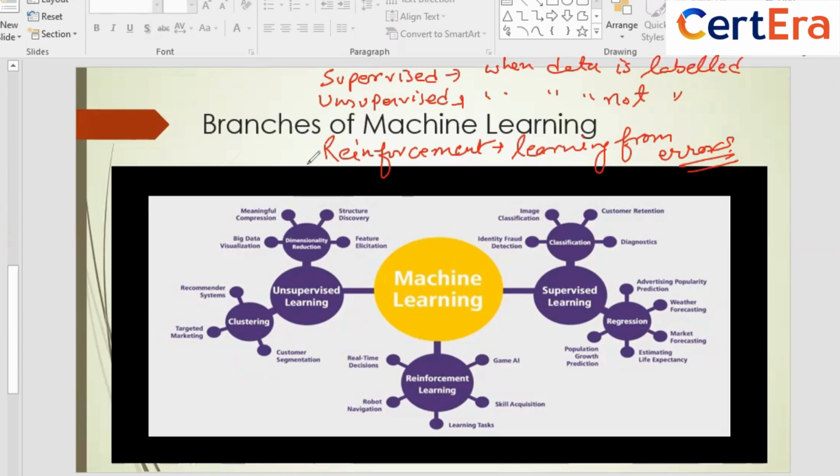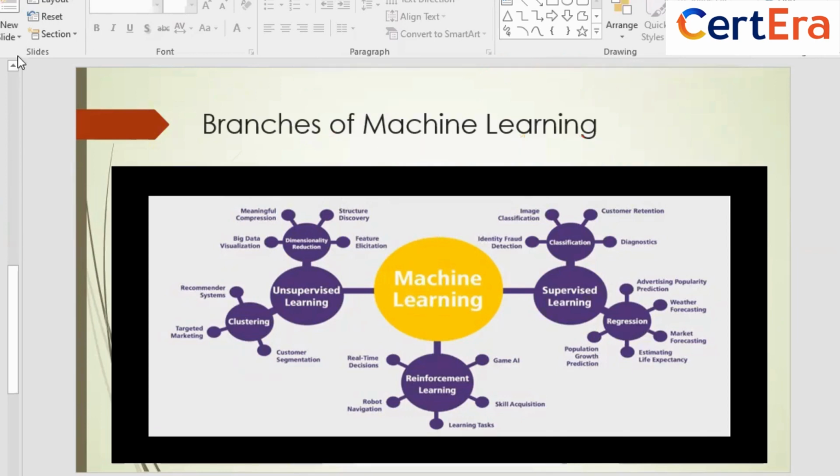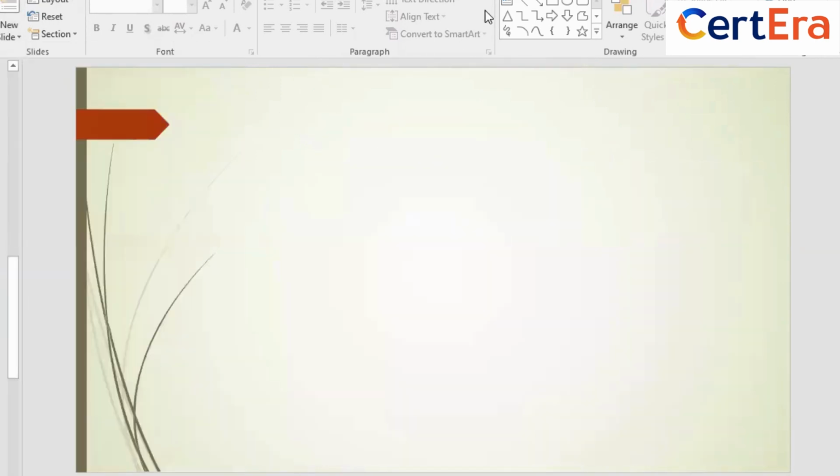Now, one by one, let's discuss supervised, unsupervised, and reinforcement. To understand this, all three, or rather majorly two, reinforcement we will talk about later. First of all, we will understand supervised and unsupervised.